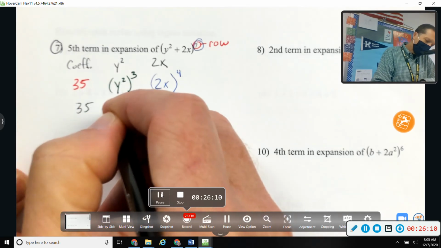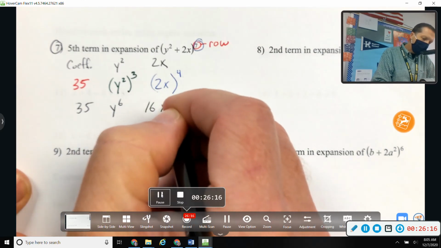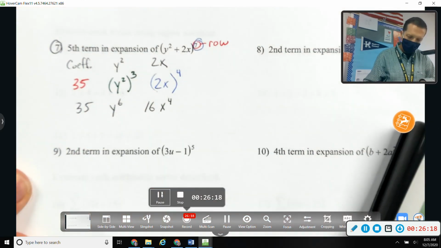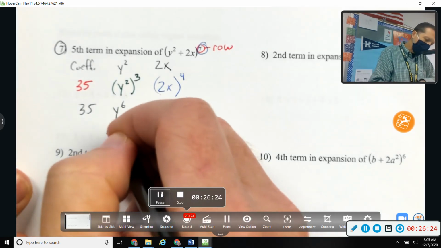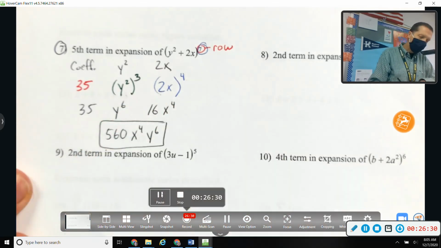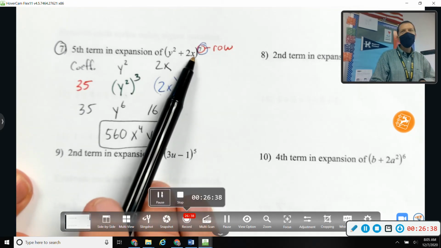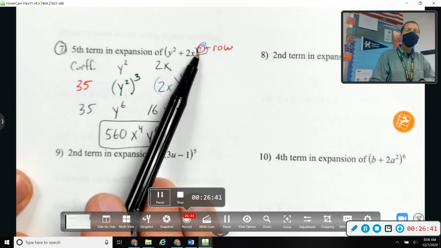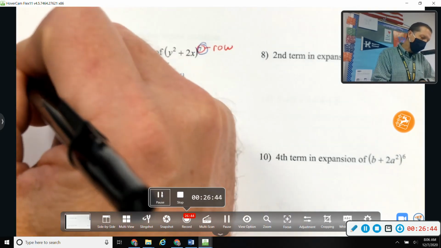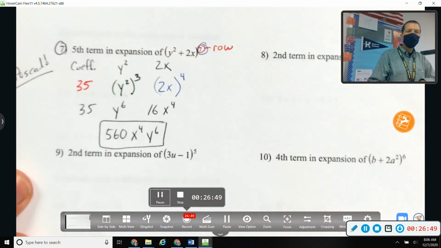35, y to the 6, 2 to the 4th is 16. And you will have a calculator, so when you need to do things like 35 times 16, you can do that. 560, x to the 4th, y to the 6th. So, yeah, it's a little bit of work to piece together all the things, but it's way easier than multiplying this out to the 7th power. So, pretty cool trick that Mr. Pascal came up with long ago.